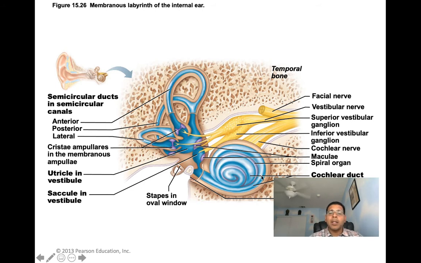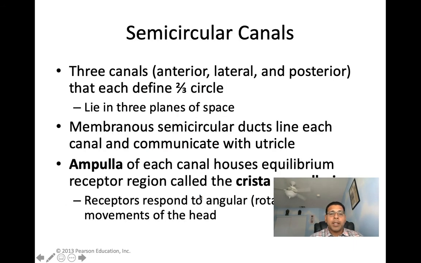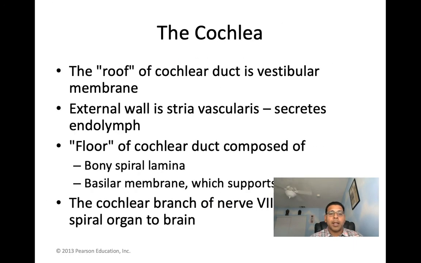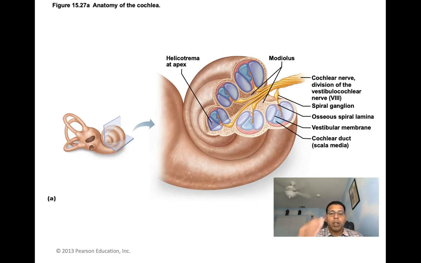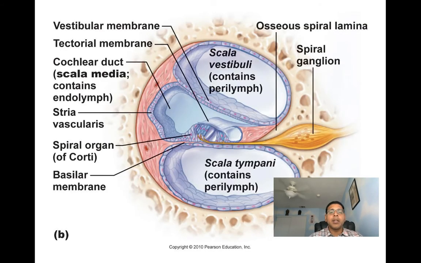Now let's unwind this cochlea. If we were to unwind this cochlea and then make a cut through it, this is basically what we would be looking at. So if we were to get the cochlea and make a nice cut through it, these are the three different layers we would be looking at. Here you can see the scala vestibuli, the scala media, and the scala tympani.